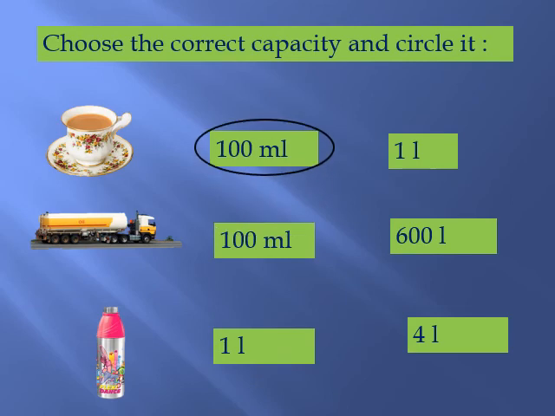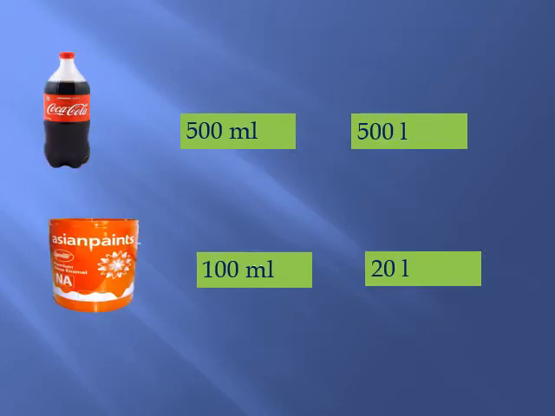Second is an oil tanker. The capacity to hold oil will be 600 liter. The next is your school bottle. The capacity to hold water will be 1 liter. Next is a Coca-Cola bottle, 500 ml or 500 liter, and the correct answer will be 500 milliliter.